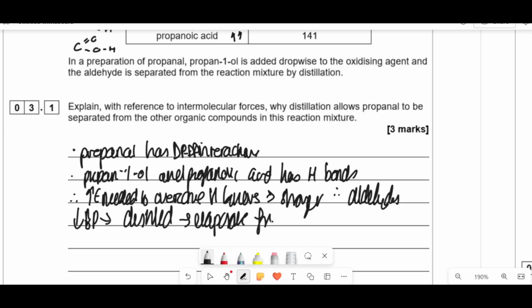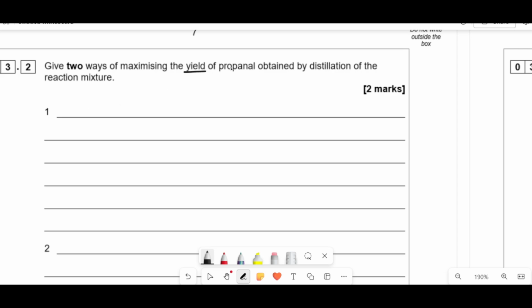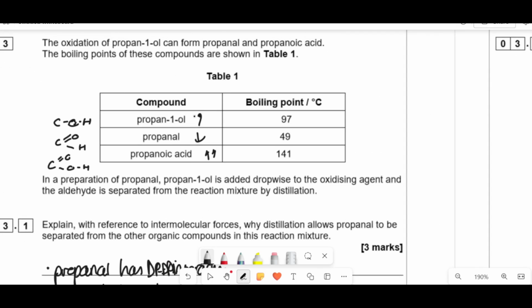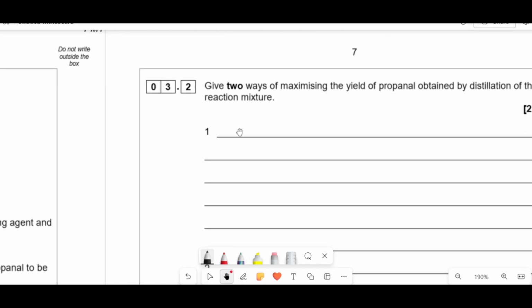That's all it's asking you to do. Now it says, give 2 ways of maximizing the yield of propanal obtained by distillation of this reaction mixture. What you want to do is maximize propanal, but you don't want all the other garbage, right? So we need to make sure it's only at the boiling point of propanal and not all the other ones. You can see here, this is 97. We need to keep this temperature below the boiling point of at least 97. So keep the reaction mixture temperature below the boiling point of the other stuff in the equation.